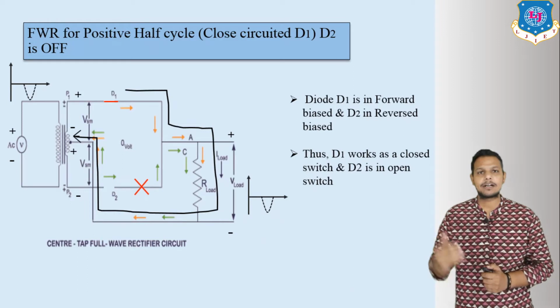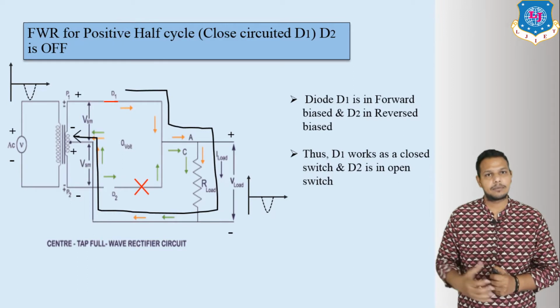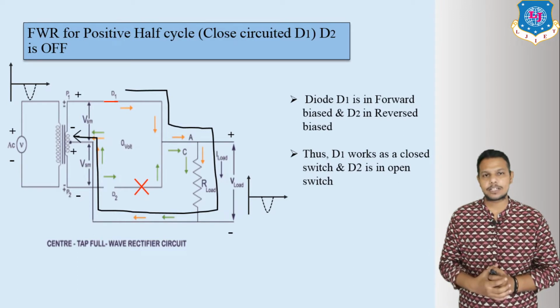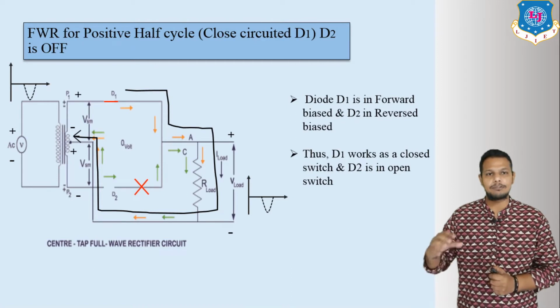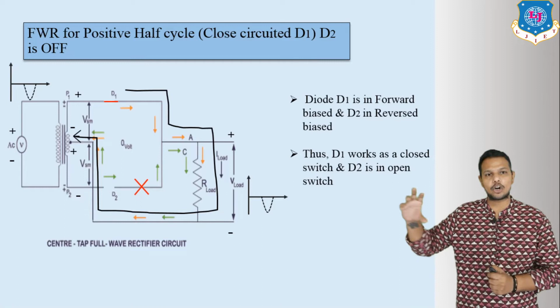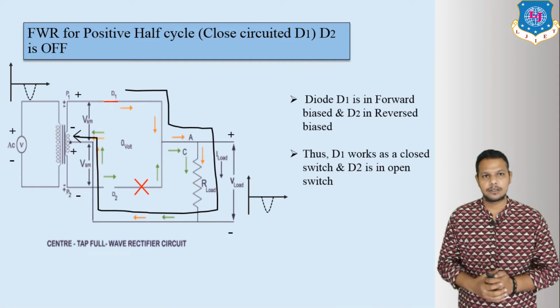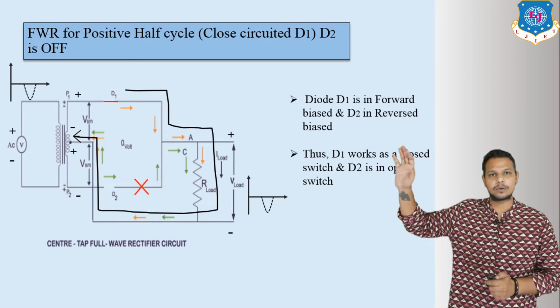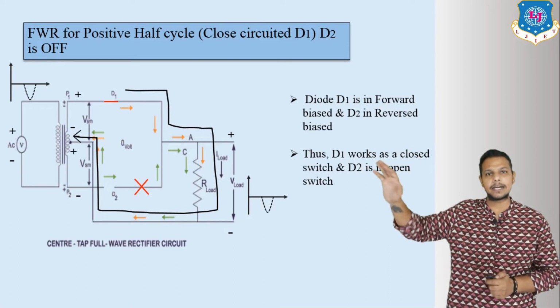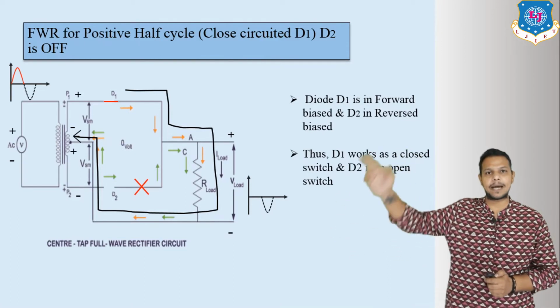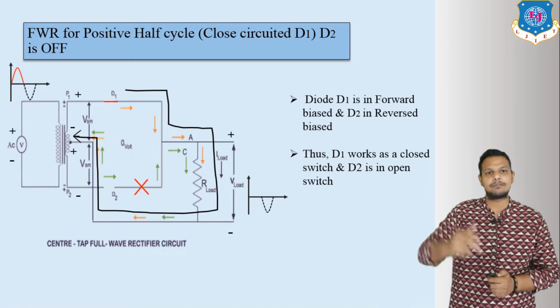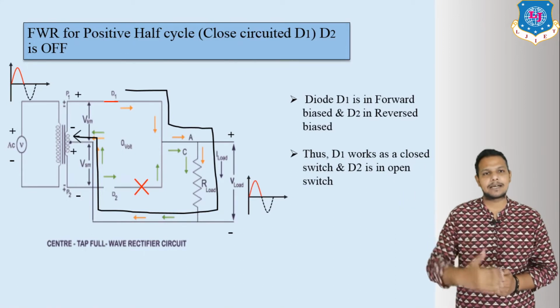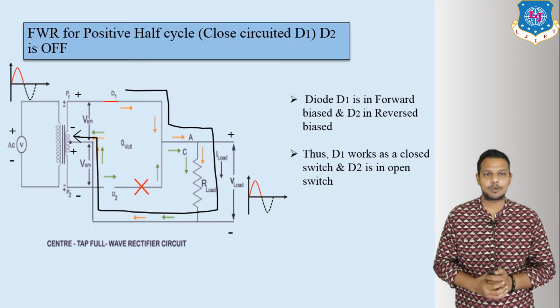So D1 works as forward biased or short-circuited, and D2 works as open-circuited. That means we will get output across this load resistance, similar to whatever we applied on the input side. Like, we applied a positive half cycle and we will get a positive half cycle at the output side.